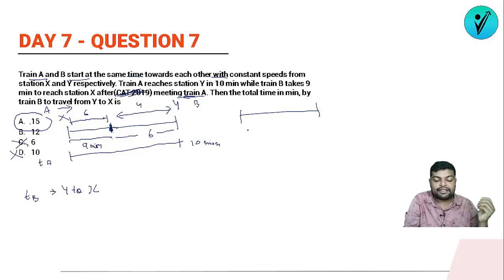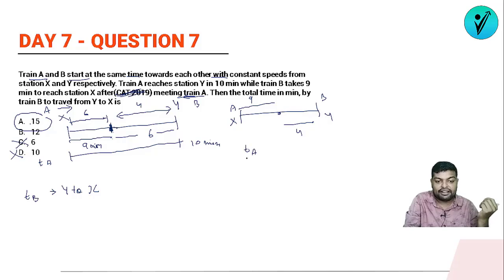So we have, suppose there are two trains, one is starting at station X and the other one is starting from station Y. Okay, after meeting each other, this train takes extra 4 minutes to reach and this train is taking extra 9 minutes to reach. So from this, can we get the speeds of train A, or can we get the ratios of speeds of train A and train B?